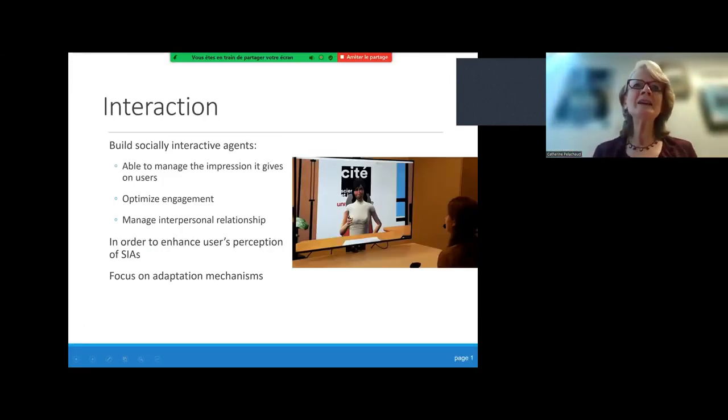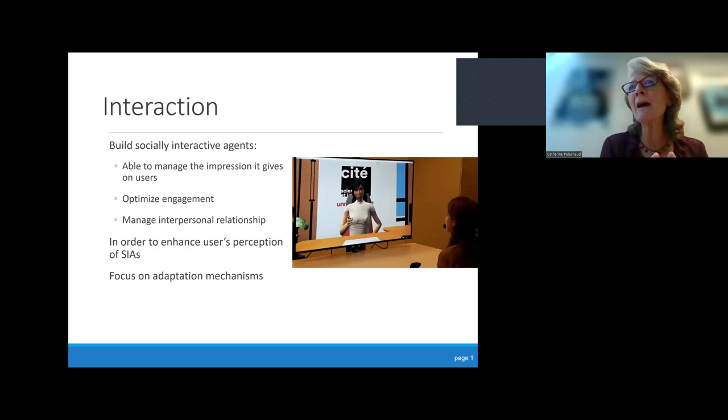Our aim is to build socially interactive agents able to manage the impression they give on users, but also to optimize engagement, for example, to provide the information the agent aims to convey to users, while also managing interpersonal relationships. For that, we would like to enhance the user's perception of those agents. In this talk, I'm going to focus on the adaptation mechanisms that we've been working on lately.